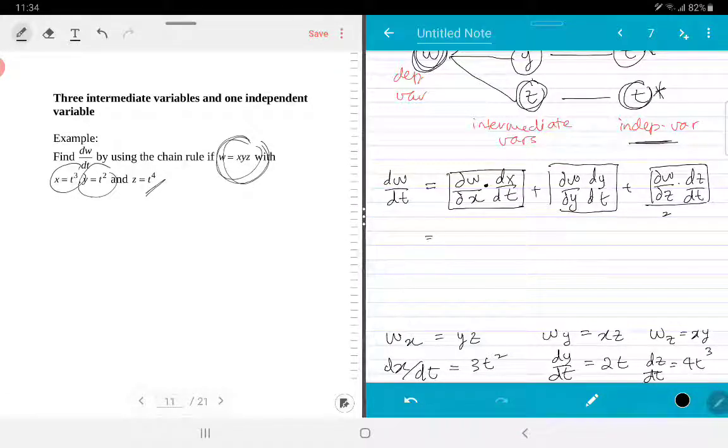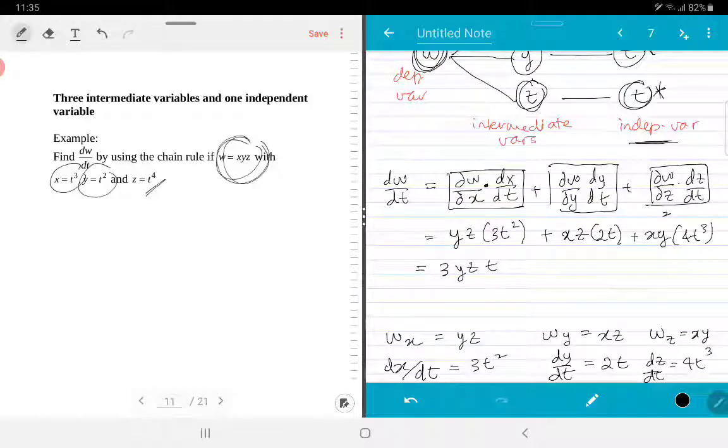Okay, now we're going to put everything together. Partial w, partial x is yz. Dx dt is 3t squared. Partial w, partial y is xz. Dy dt is 2t. And partial w, partial z is xy. And dz dt is 4t cubed. Okay, now simplify this. We have 3yzt squared, 2xzt plus 4xyt cubed.